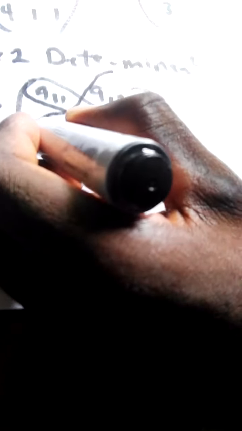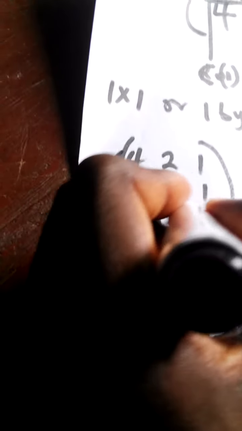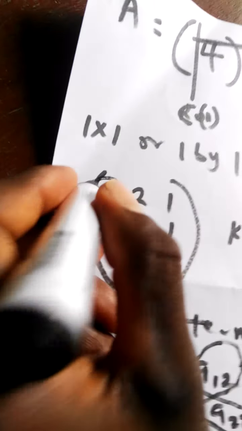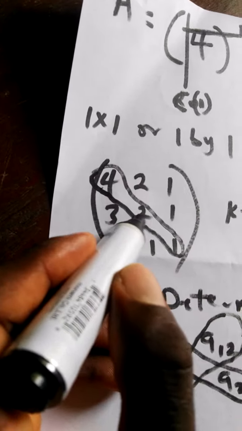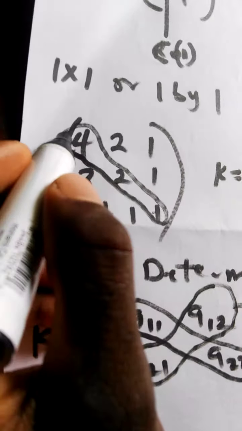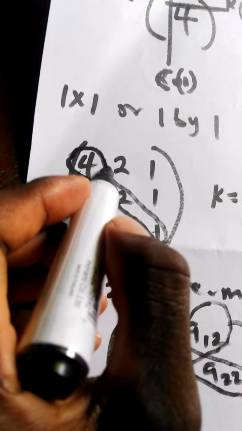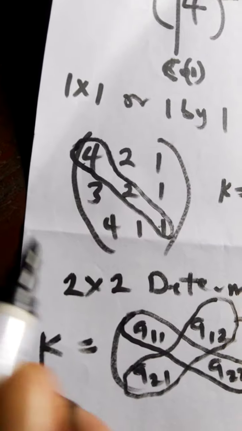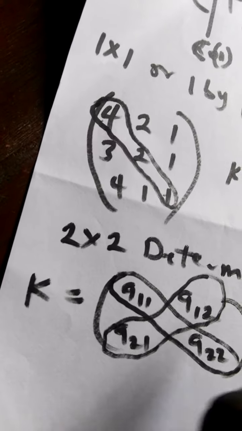To look for the determinant of this matrix is simply this times this. In a matrix, there's what we call a leading diagonal. Coming from the 3 by 3 matrix, the leading diagonal is simply 4 2 1. It's also called the principal diagonal or the leading diagonal. The off diagonal of this matrix is simply this.